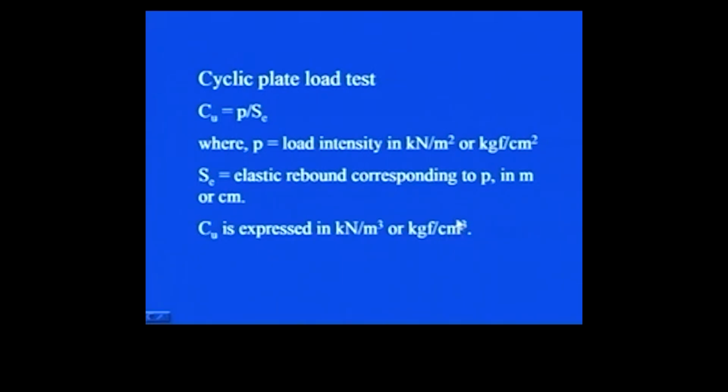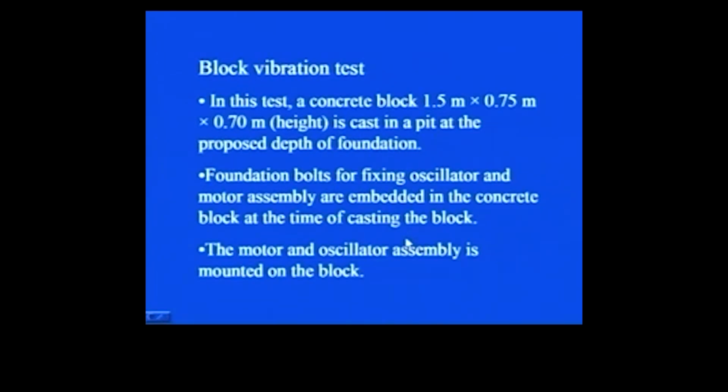You have to be consistent as far as the units are concerned. If you are using SI units, you should use kilonewton per meter square and meter, or in case of CGS you have to use kg force per centimeter square and centimeter for elastic rebound. Now this was all about the cyclic plate load test. So the cyclic plate load test gives us the coefficient of elastic uniform compression, that is Cu.